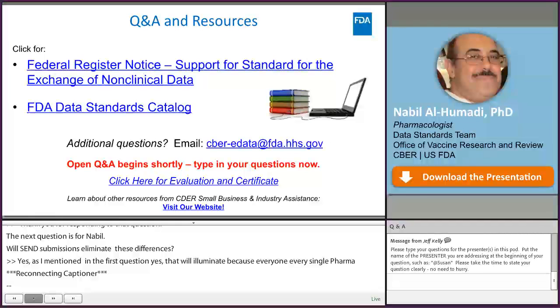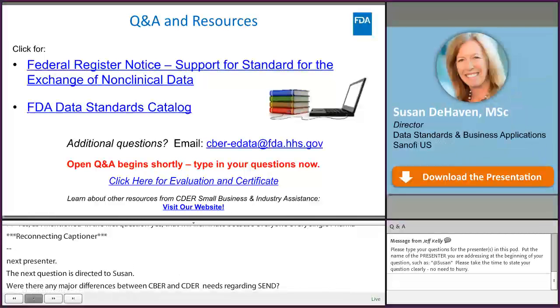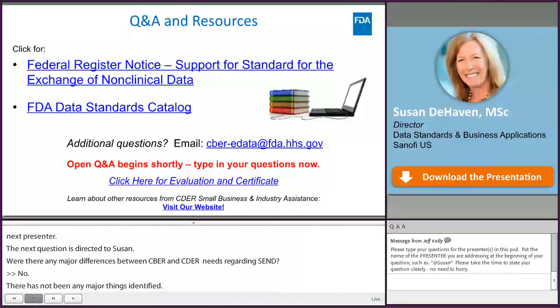Were there any major differences between CBER and CDER needs regarding SEND? No, there haven't been any major things identified. Several times during our assessment, questions would come up, and we would refer back with CDER to understand if we really had a difference between CDER and CBER interpretations of SEND or uses of SEND or not. And each time we did that, we found that the reviewers were actually quite aligned. An example of that is in the exposure domain, where we are now participating in the next version of the exposure domain development. So the answer is really no, not so far.